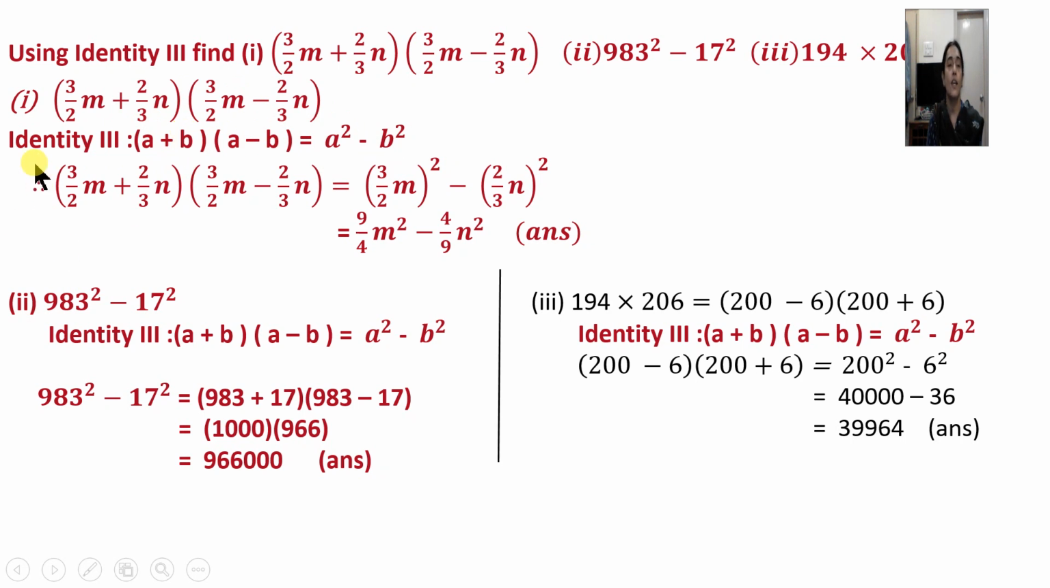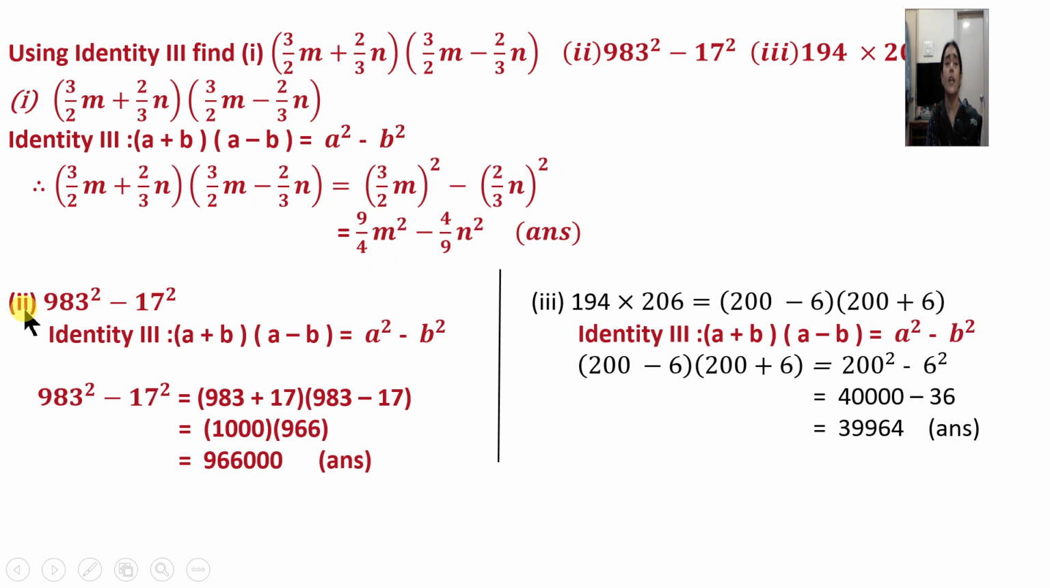So let's write down. First write down the identity, then write down the question and then is equal to, which is the first term here, 3 upon 2m the whole square minus 2 upon 3n the whole square. That means you have to find the square of the whole thing. Square of 3 is 9, square of 2 is 4 and m square, minus square of 2 is 4 and square of 3 is 9n square. This will be the answer.